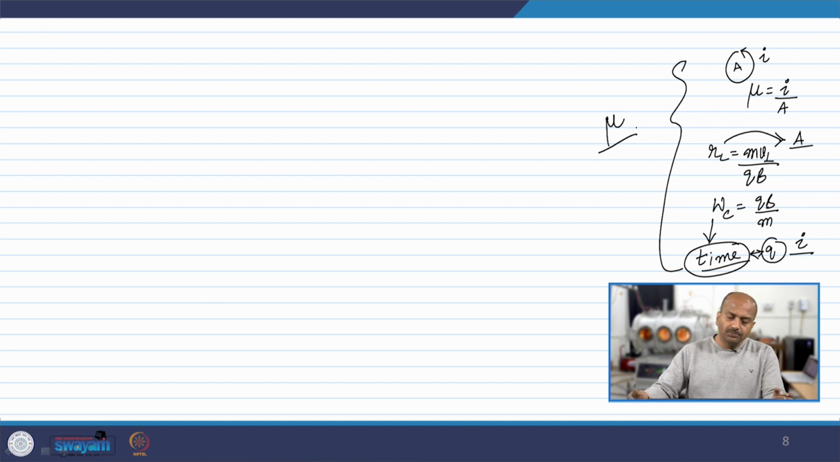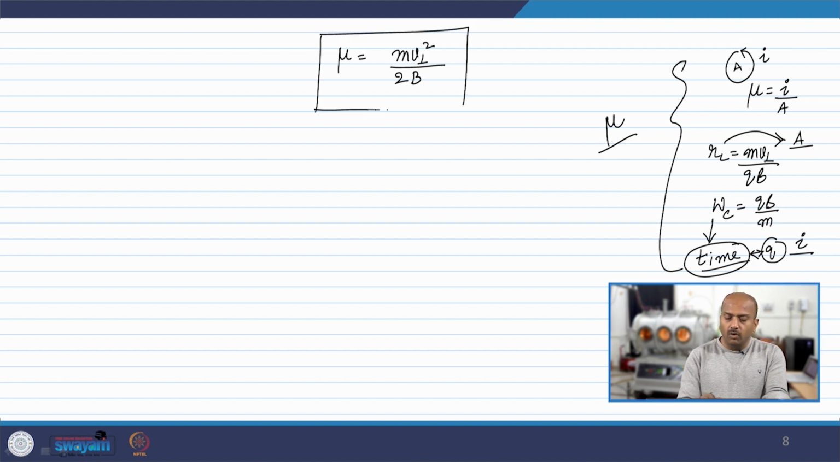When you consider the collection of several thousands or millions of particles in a plasma, the net magnetic moment per unit volume will be the magnetization. Right. Now, the magnetic moment inside the plasma was written to be equal to m v perpendicular squared by 2B. Right. This is a very important formula that we have to remember, and we very well know how to derive this formula, right?